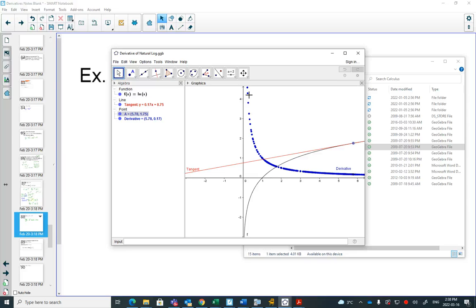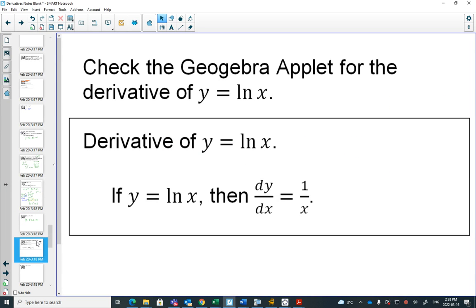The natural log is only positive. Its domain is x is bigger than 0. So the derivative of the natural log is 1 over x. And you could put in there, if you wanted to add the domain, that x would have to be bigger than 0. It can't equal 0, because you can't take the natural log of 0. You also can't have 1 divided by 0 as an answer.